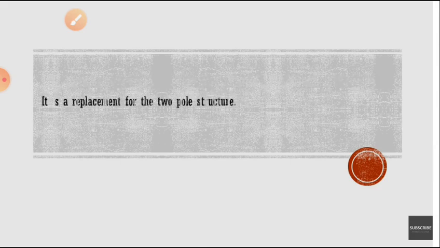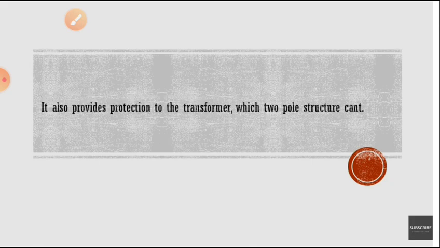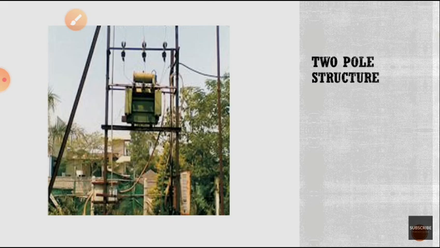What is the load break switch? First of all, as the name suggests, it is a switch used for switching of medium voltage from 1000 volts to 33 kV. It is a replacement of the two-pole structure. It also provides protection to the transformer, which a two-pole structure cannot. Two-pole structure, you can say DP.